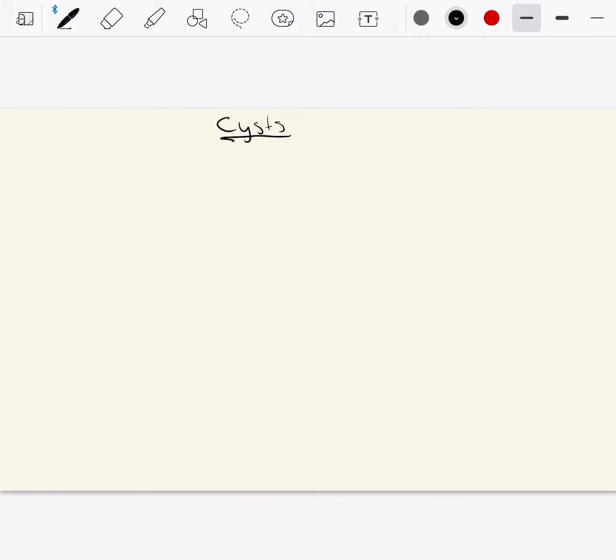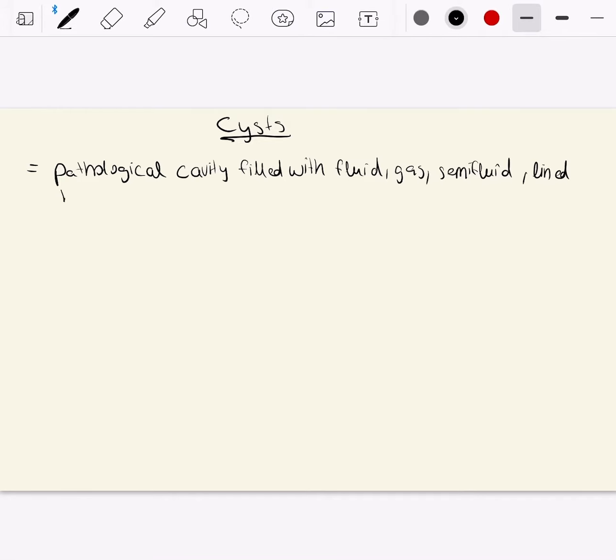Before we start with the topic, I will just define the cyst. It is a pathological cavity filled with fluid, or it can even be gas or semi-fluid, lined by epithelium.